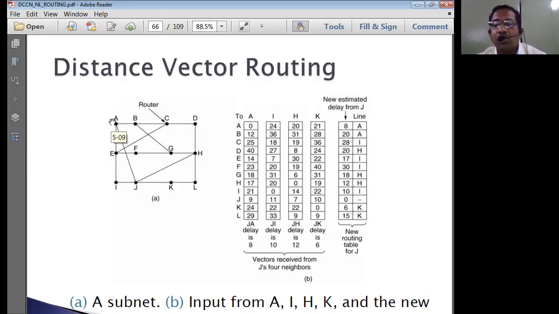This is called the count to infinity problem. There are an infinite number of counts of routes through or via router A, which is of no use, because router A is not at all functioning. This is the problem known as the count to infinity problem.